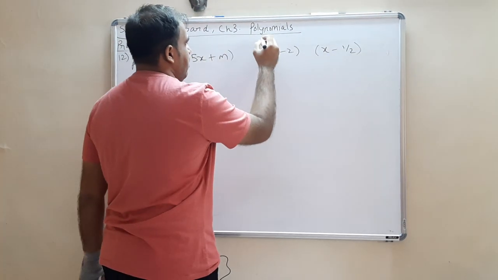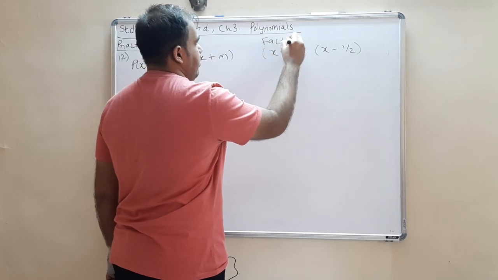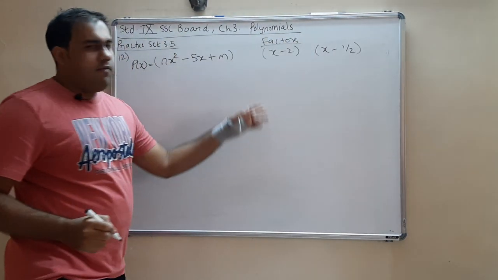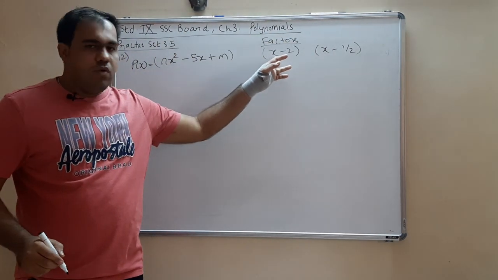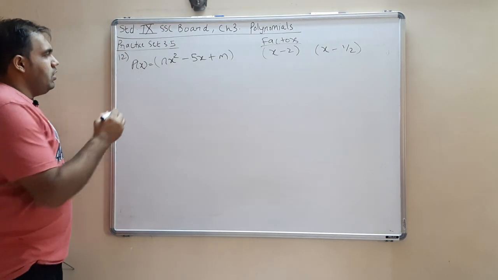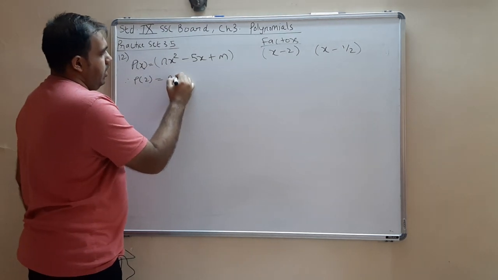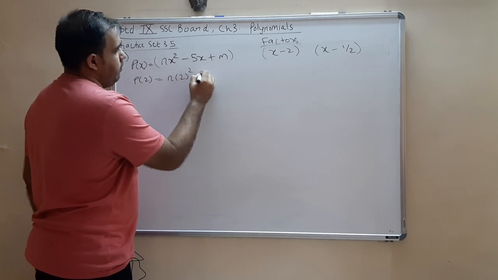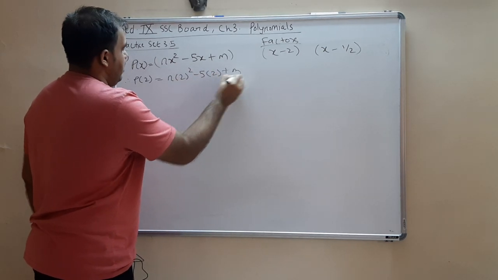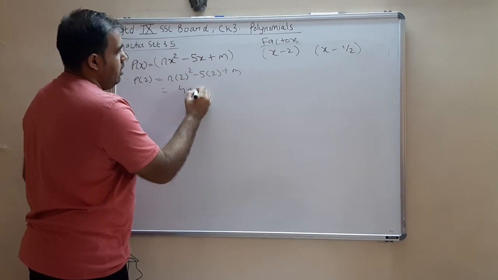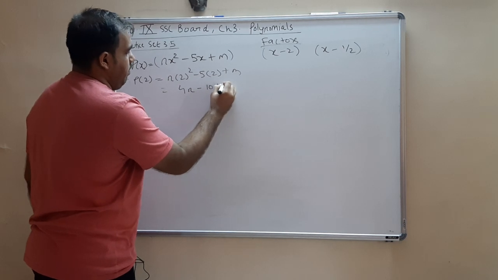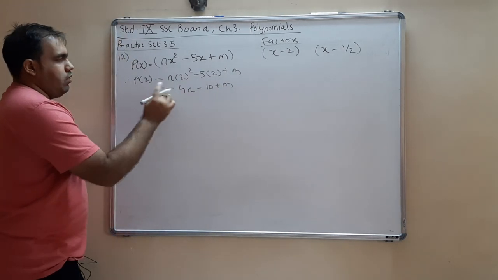They are both factors. Therefore, if I take x is equal to 2, then the remainder should be 0. Therefore, p of 2 equals n into 2 square minus 5 into 2 plus m, which is 4n minus 10 plus m. So this is 0.